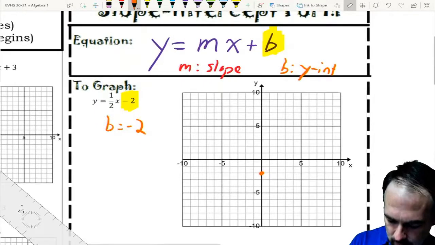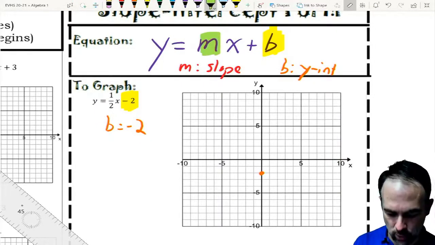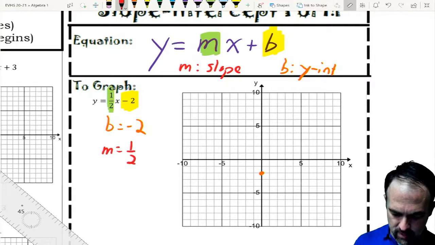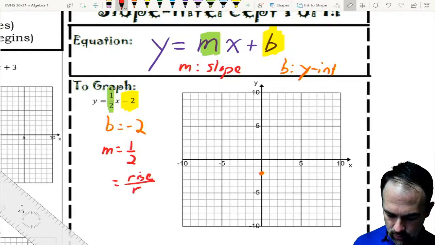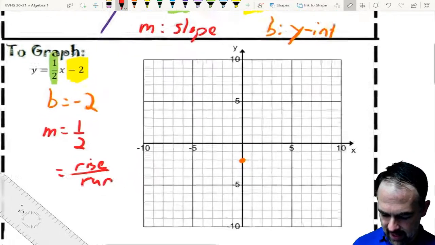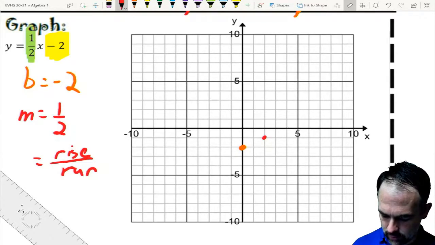Now I'm going to take a look at my slope. My slope is the number in front of x, the coefficient of x, which in this case is 1/2. Remember that slope is always rise over run. So I'm going to rise 1 and run 2, but the place I'm going to start is at that y-intercept point that I've already drawn. Rise 1 and run 2.